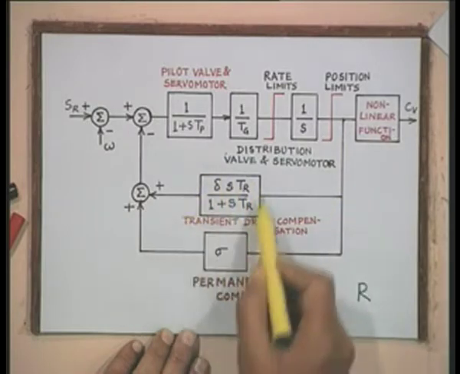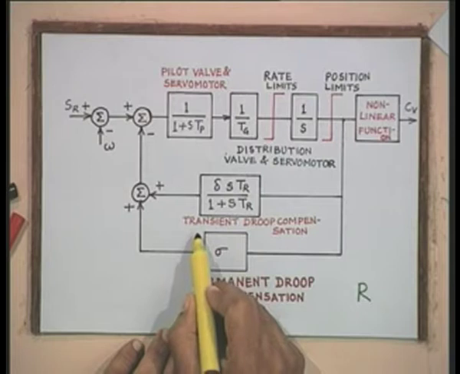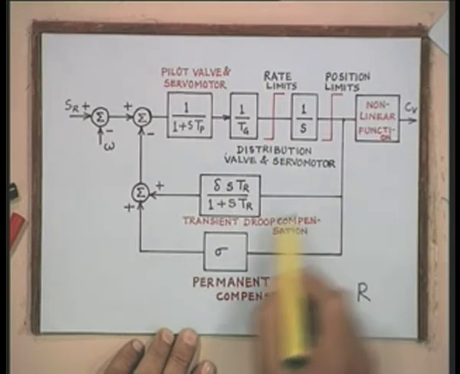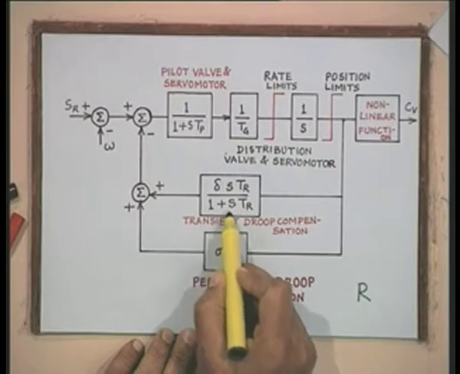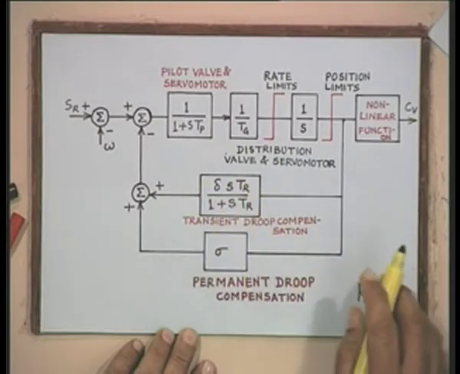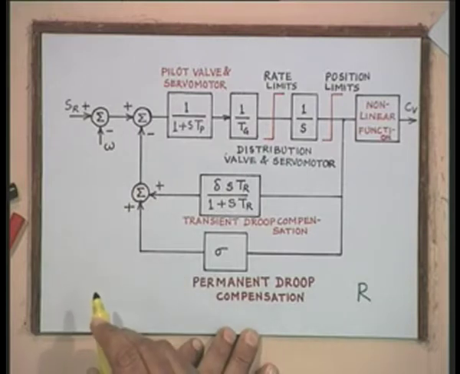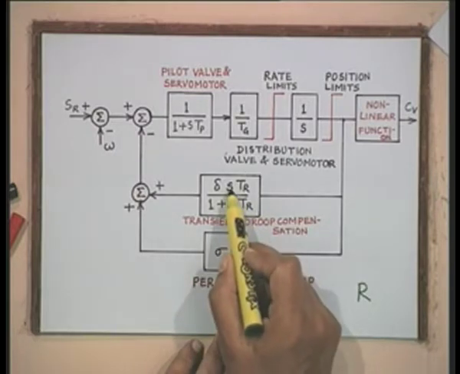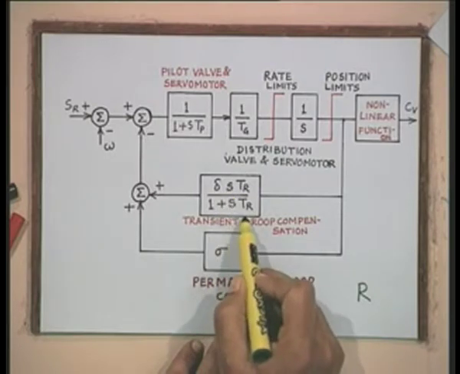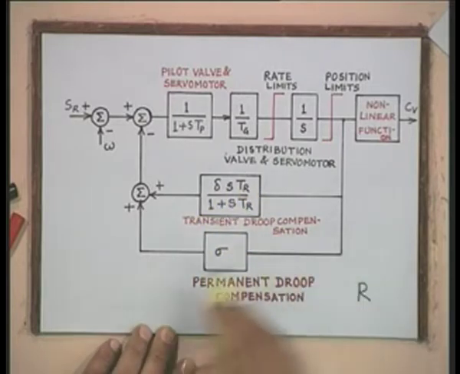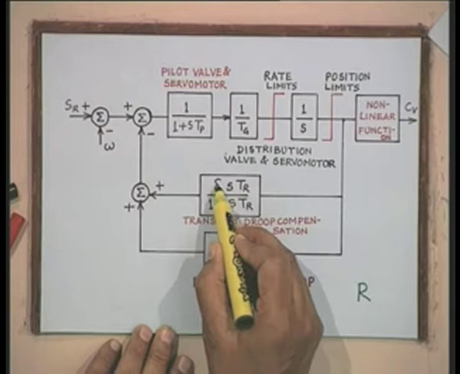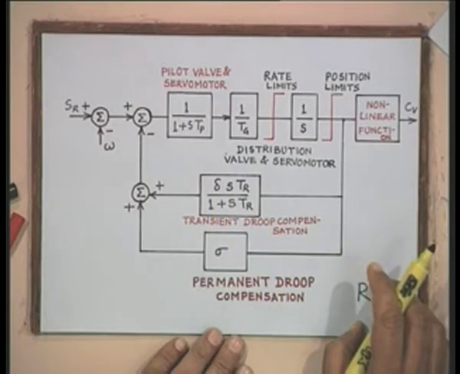The transfer function of the dashpot is delta STR over 1 plus STR. Now, you can see here that it is a derivative feedback, because we have a term S in the numerator, that is STR over 1 plus STR. This becomes a derivative feedback. Then this term delta is called tangent droop.